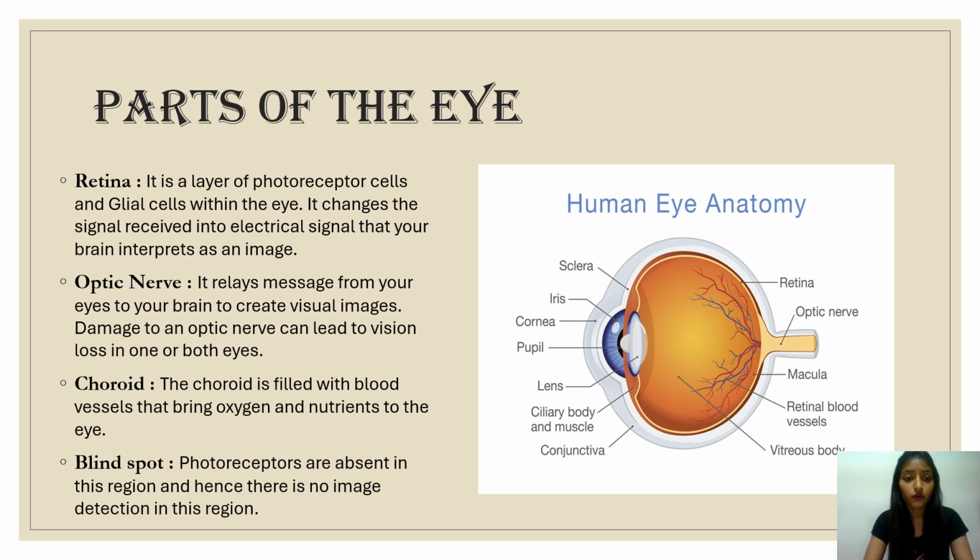Choroid. The choroid is filled with blood vessels that bring oxygen and nutrients to the eye. Blind spot. Photoreceptors are absent in this region and hence there is no image detection in this region.